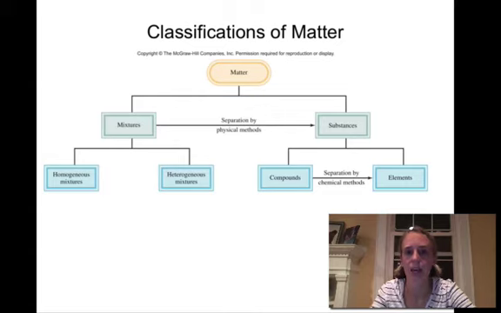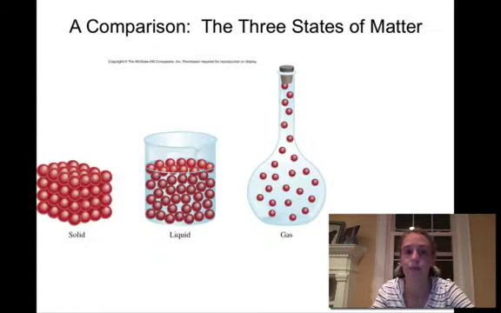So just to recap, matter can be classified into really two main classifications: mixtures or pure substances. Mixtures can be either homogeneous or heterogeneous, and substances are either compounds or elements. Now, oftentimes when people think about the classifications of matter, you might think, oh, solid, liquid, or gas. Technically, we call that the states of matter. A substance is either in a solid or a liquid or a gaseous state.